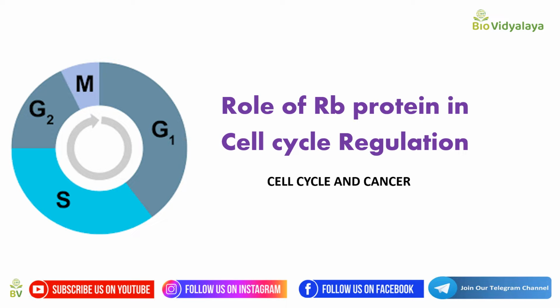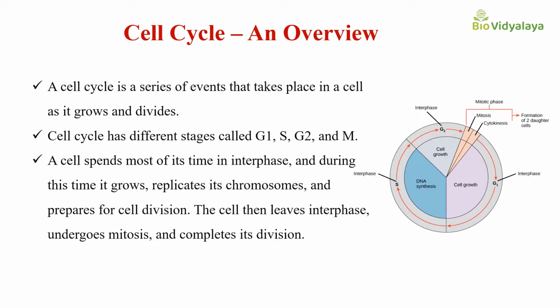So let's start. Before going into the topic, I will give you an overview about the cell cycle. So what is meant by cell cycle? A cell cycle is a series of events that takes place in a cell as it grows and divides. That means the cell cycle is a series of ordered events occurring in the cell.